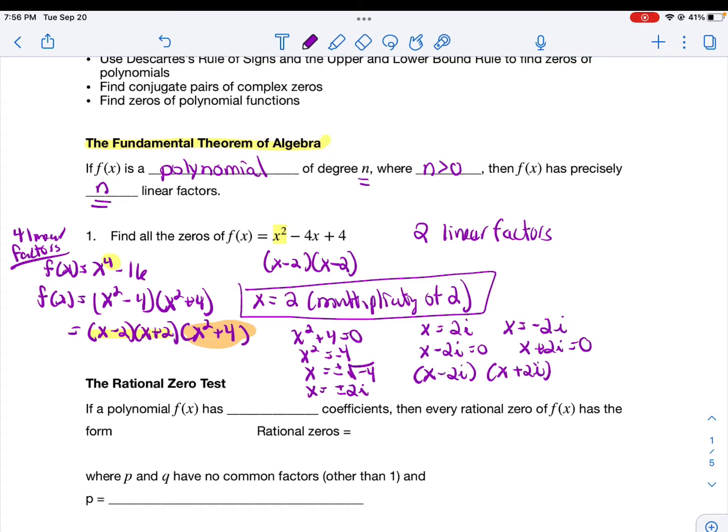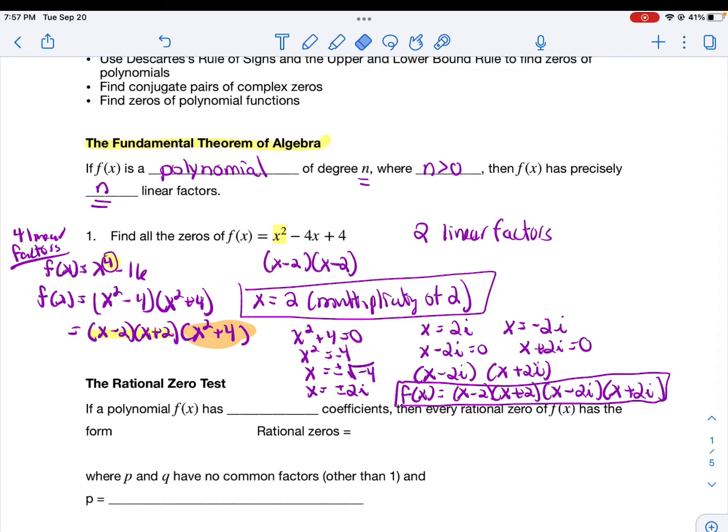So I could rewrite my f of x function as the product of 4 linear terms: x minus 2 times x plus 2 times x minus 2i times x plus 2i. And there you go, the fundamental theorem of algebra applies. Since there's a degree 4 in this problem, I should have 4 linear factors, and I found 4 linear factors.